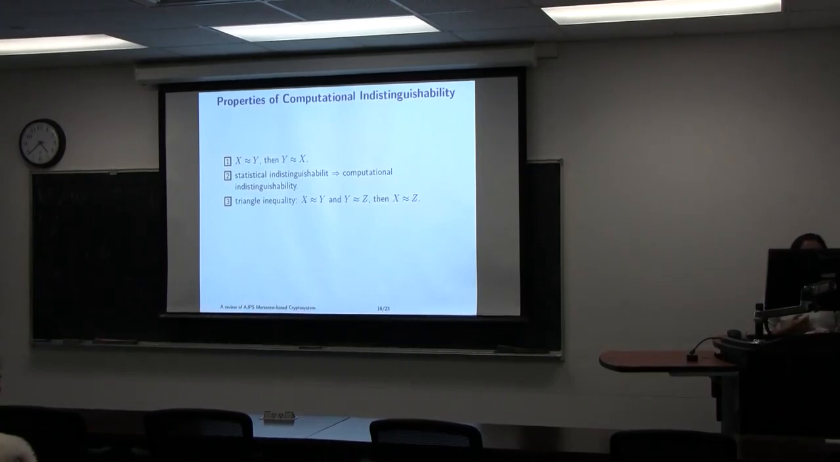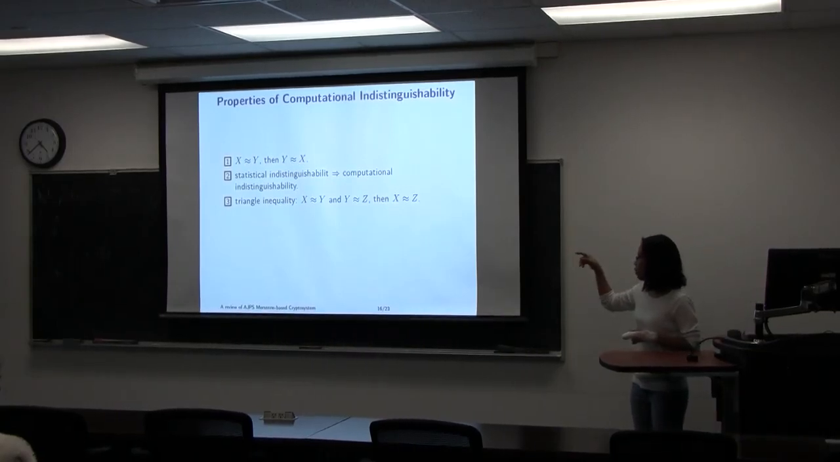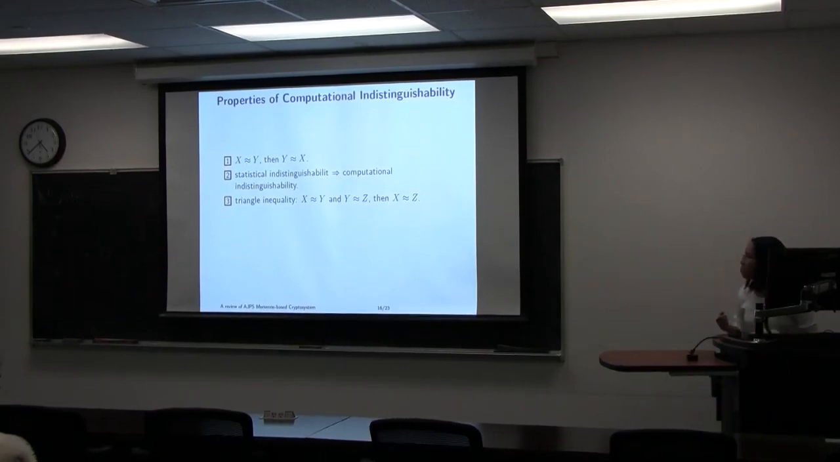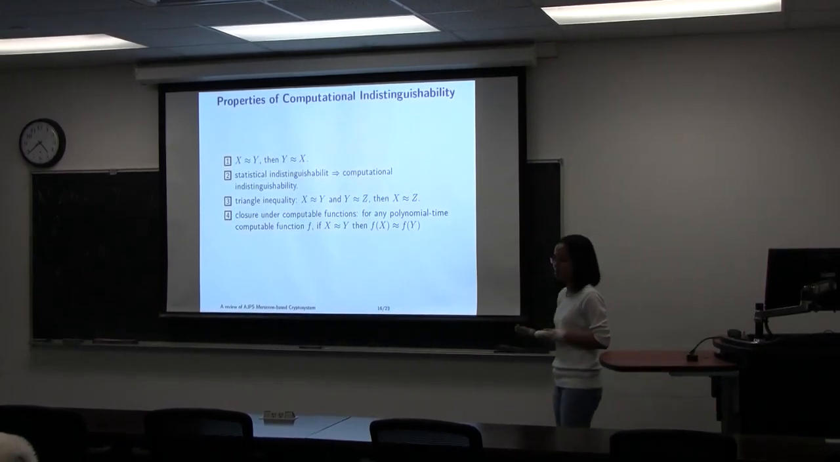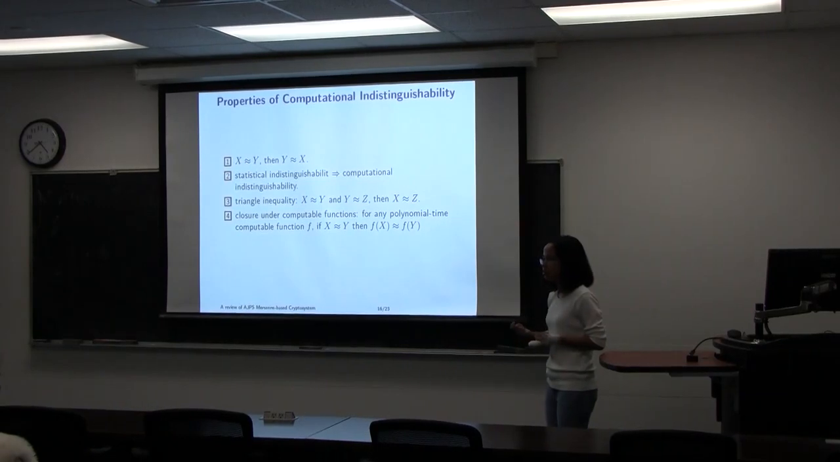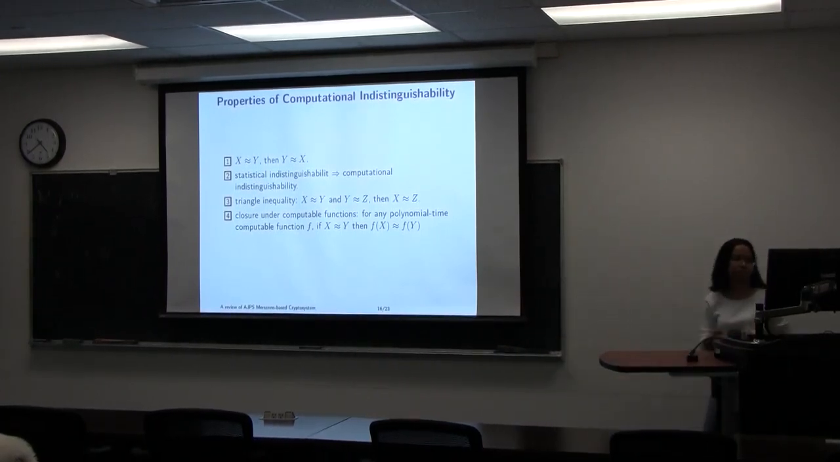The third property is, suppose that we have x equal to y. Here I will use equal for the role of indistinguishable. So if we have x equal to y and y equal to z, then we have x equal to z. That means x and z are also indistinguishable. The fourth property is, suppose x and y are indistinguishable, and then we have some computational function f. So we will have f(x) and f(y) also indistinguishable.